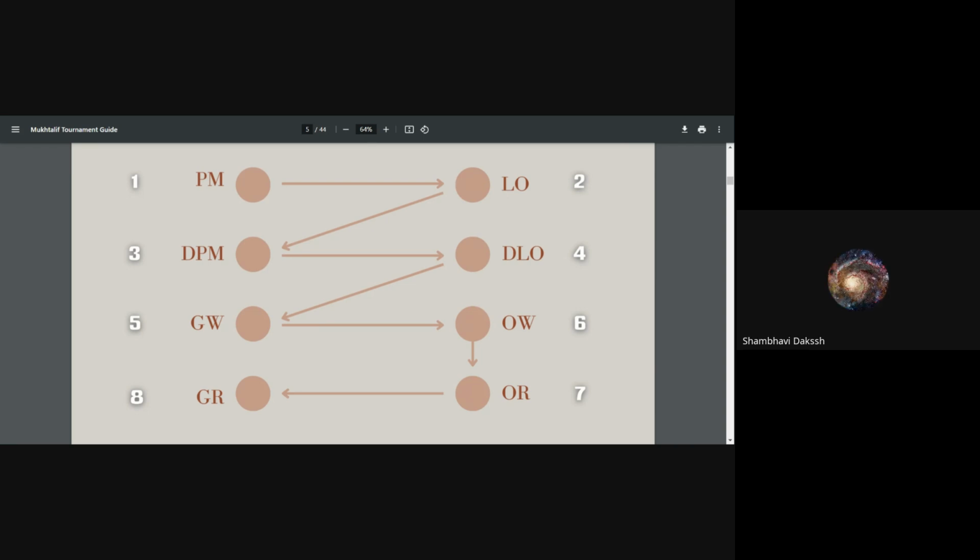Yes, Shambhavi? So right now on the screen, on number 7 and 8, there are GR and OR. Sir, can you please tell me the full forms once again? GR is government reply, OR is opposition reply. Thank you, sir.